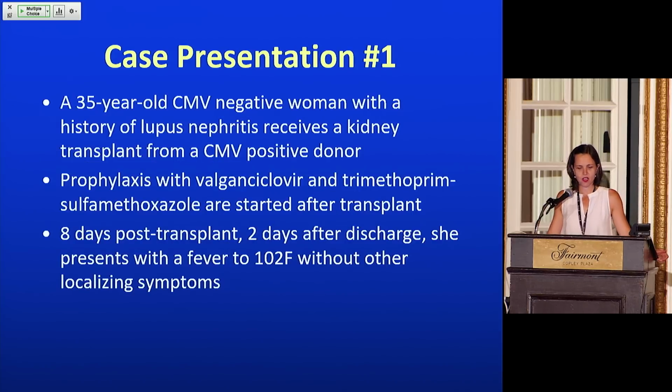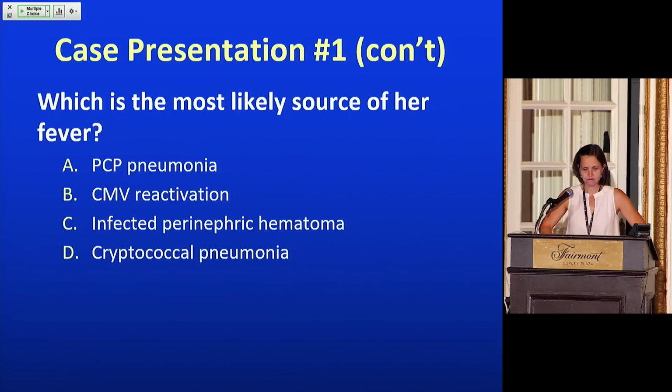So let's move on and talk about a case. This is a 35-year-old CMV negative woman with a history of lupus who gets a kidney transplant from a CMV positive donor. She gets prophylaxis with valganciclovir and trimethoprim sulfamethoxazole. 8 days after transplant, which is 2 days after she was discharged from the hospital, she presents with a fever to 102 without any localizing symptoms.